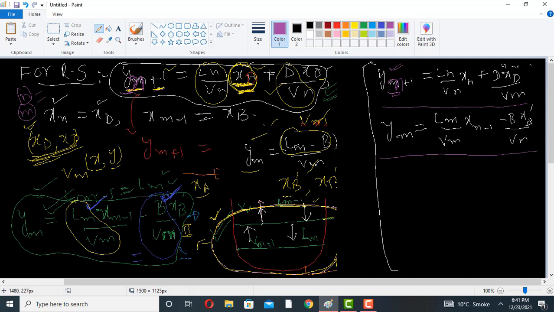So these two equations are very important. Now, how can we find the number of plates using the McCabe Thiele method?